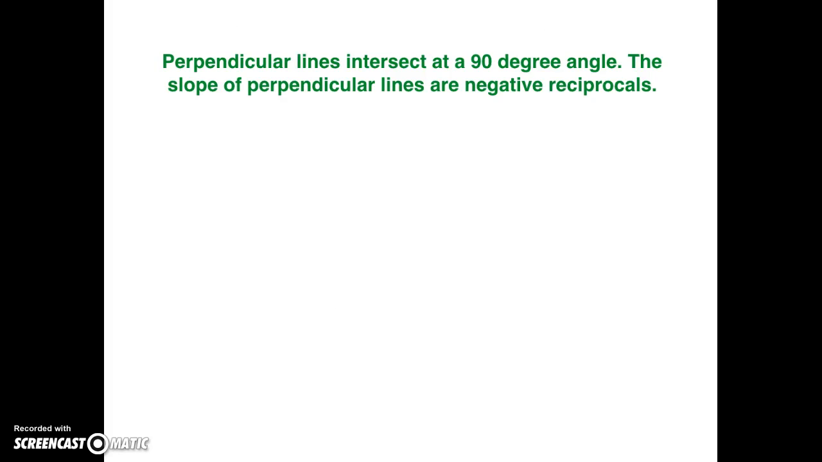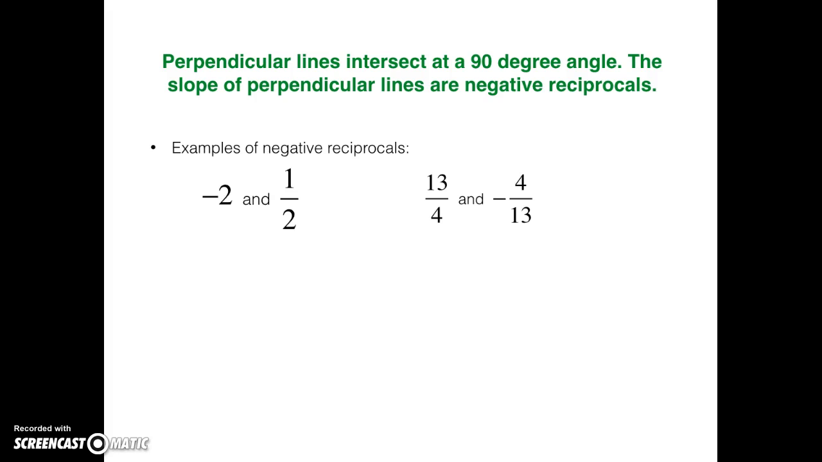Perpendicular lines intersect at a 90-degree angle. The slopes of perpendicular lines are negative reciprocals. Examples of negative reciprocals would be negative 2 is the negative reciprocal of 1/2, and 13 over 4 is the negative reciprocal of negative 4 over 13. So one of them is positive, the other one is negative, and then the fraction is flipped.